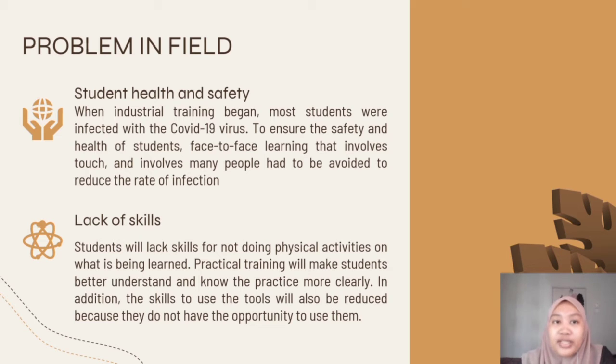The third problem is student health and safety. When industrial training began, most students were infected with the COVID-19 virus. To ensure the safety and health of students, face-to-face learning that involved touch and involved many people had to be avoided to reduce the rate of infection.